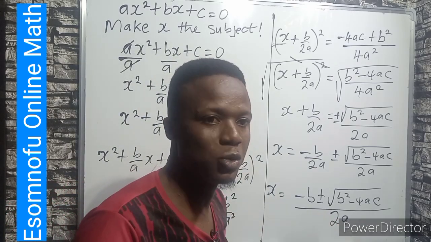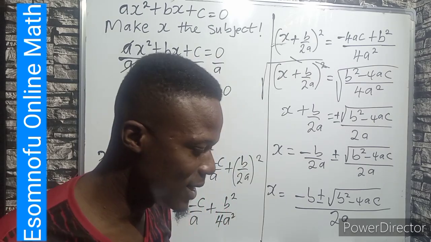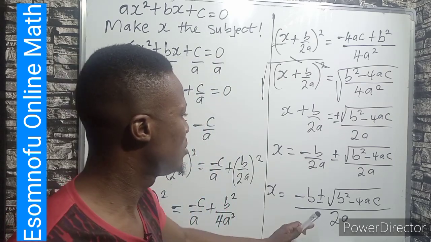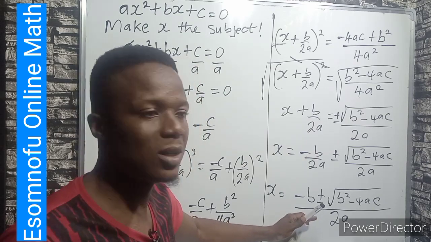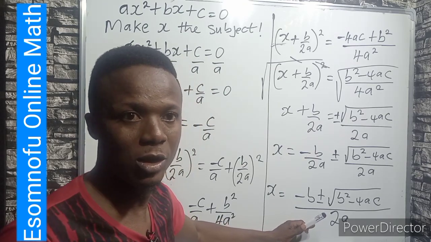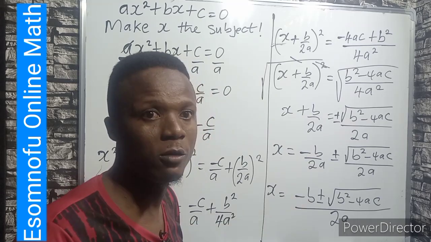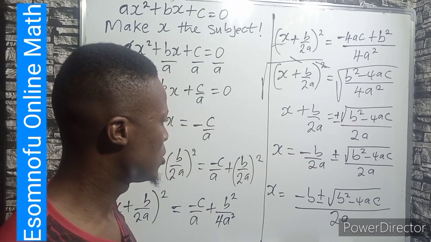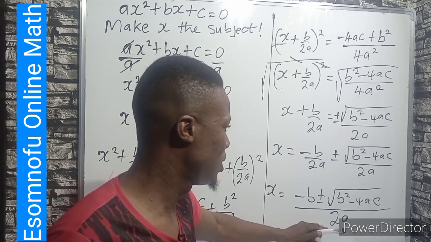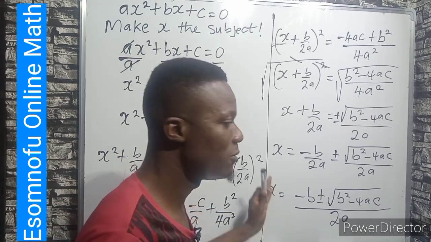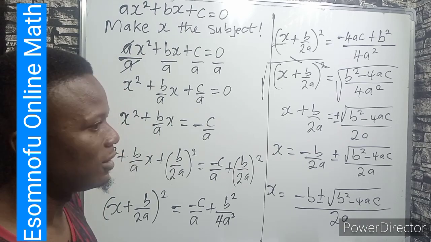You can use this formula to solve any quadratic equation and you will get the exact answer. In fact, this formula gives you the answer to any quadratic equation. Even where the factorization method cannot give you, this can give you the solution to all quadratic equations. Many students call this the almighty formula, but it is just the quadratic formula. Okay, we've seen how beautifully we've made x the subject of the formula.